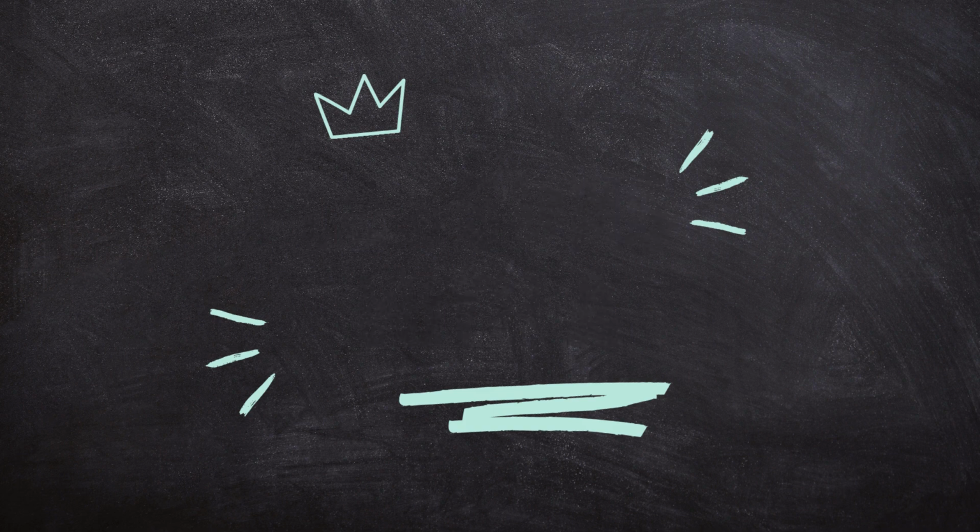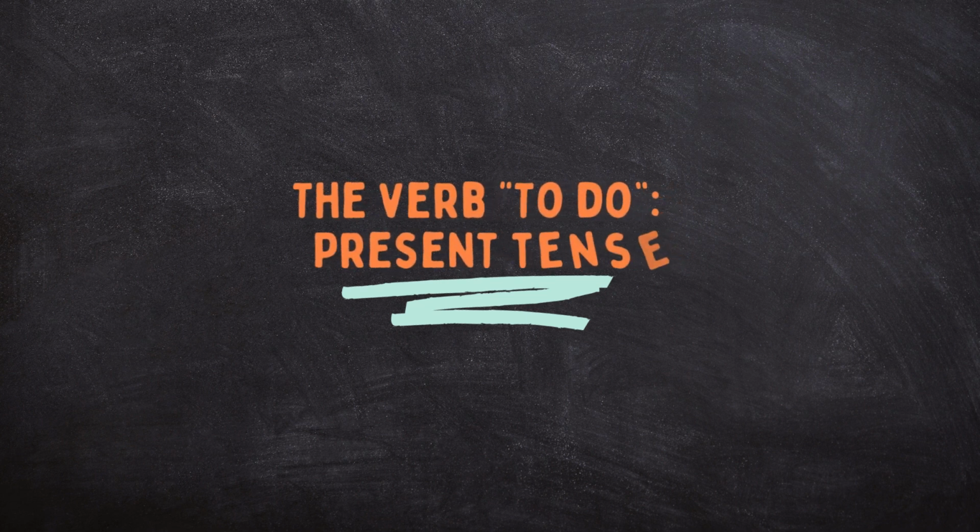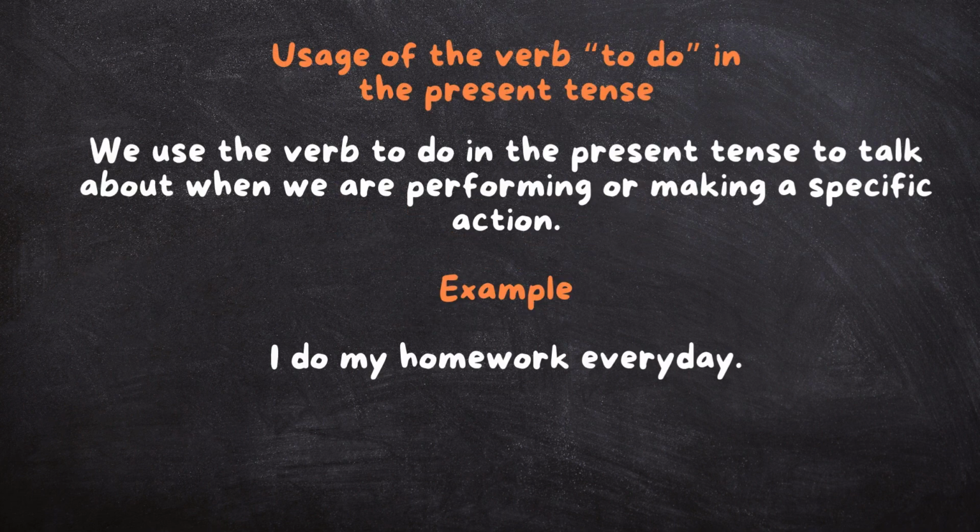And in this lesson, we'll be looking at the verb to do in the present tense. Let's begin. What do we use the verb to do in the present tense for? We use the verb to do in the present tense to talk about when we are performing or making a specific action. So when you are doing or making something very specific, a very specific action, that is when we use the verb to do in the present tense form.